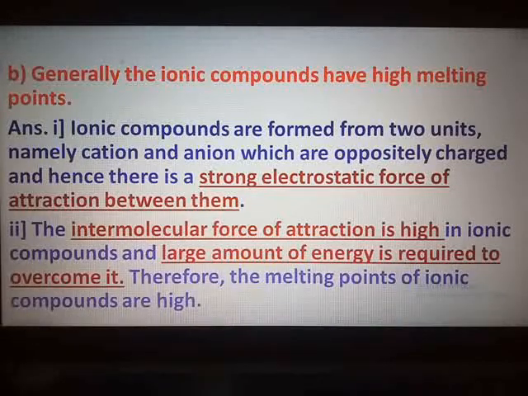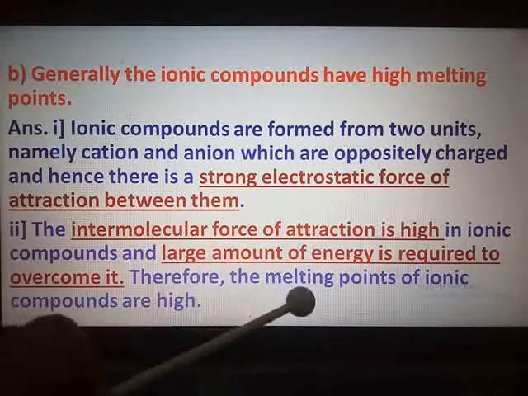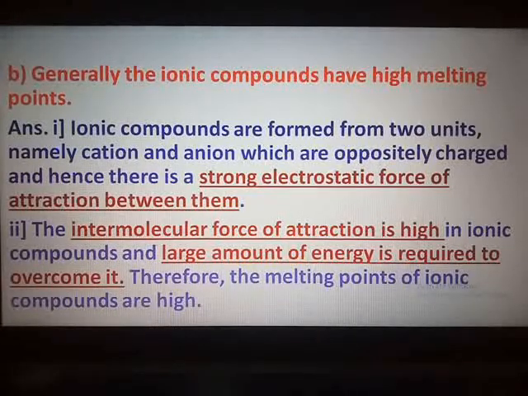You have to just modify the statement a little bit. Second point lies on page number 99. Page number 99, you can see general properties. Third point is your point number 2 of give reason: The intermolecular force of attraction is high in ionic compounds and a large amount of energy is required to overcome it. Therefore, the melting points of ionic compounds are high. These are the 2 points which I feel are correct. Any other logical or scientifically correct point you can write here.